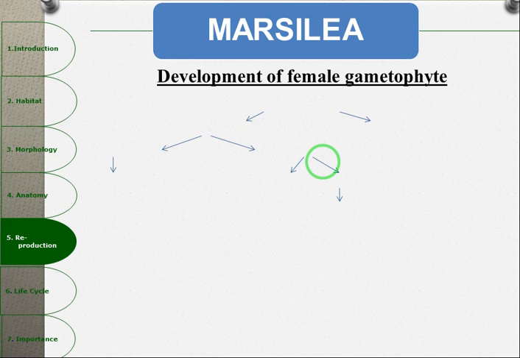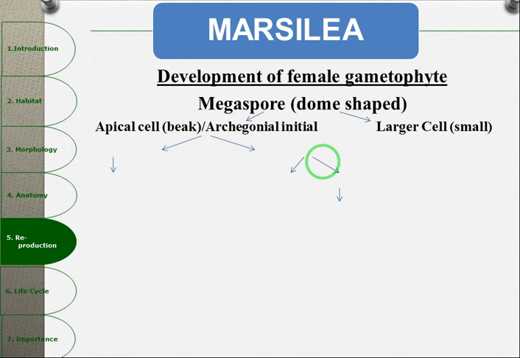In case of female gametophyte development, the megaspore is dome shaped. We will discuss the dome shape in the next life cycle step of the reproduction part. The megaspore, that is the dome shape, gives rise to the apical cell that forms the beak of this dome. That might be called the archegonial initial, and a larger cell.